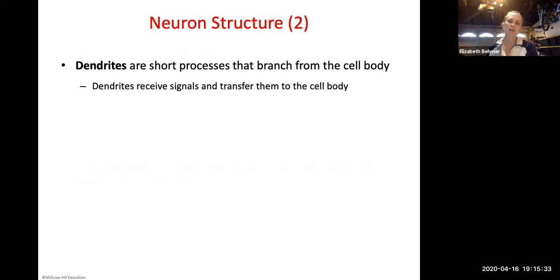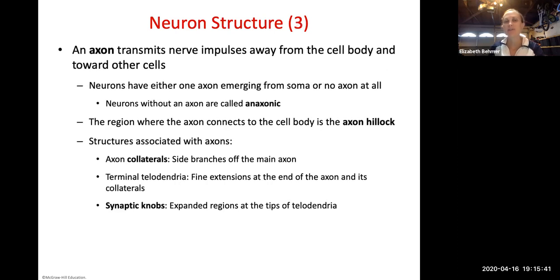Then the dendrites are short processes that branch from the cell body. They receive signals and transfer them to the cell body. And an axon is what then transports impulses away from the cell body towards other cells. Neurons have either one axon coming up from the cell body or no axon at all. And there's a name for neurons without an axon and what they're called.